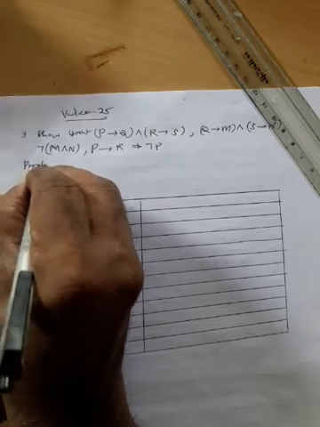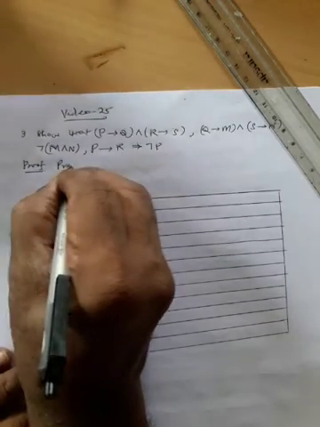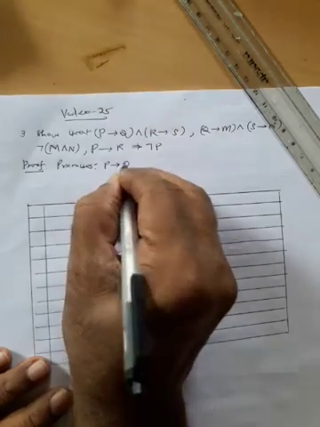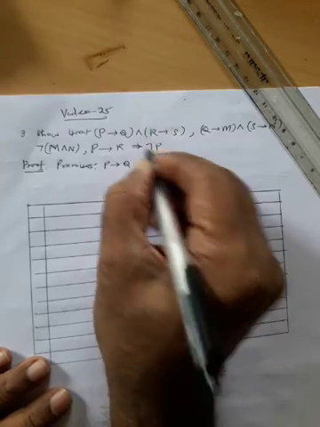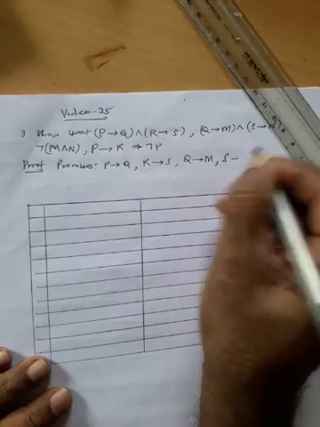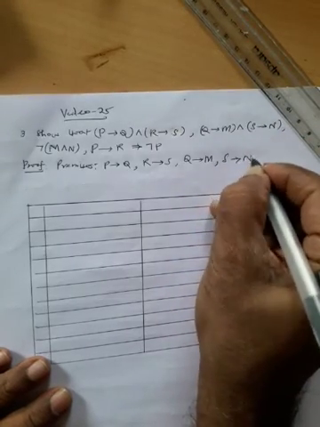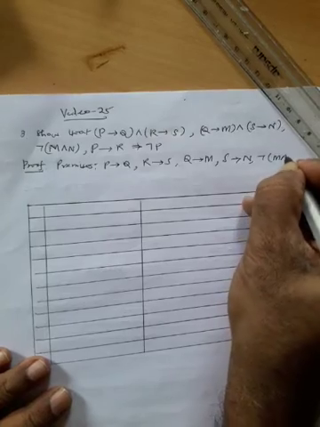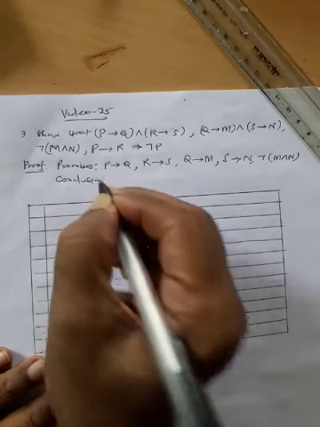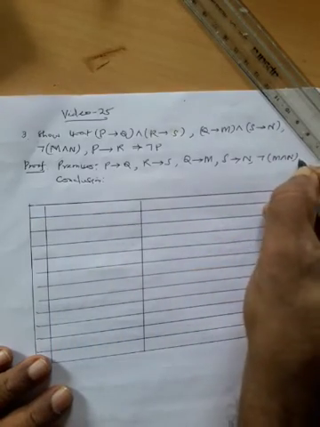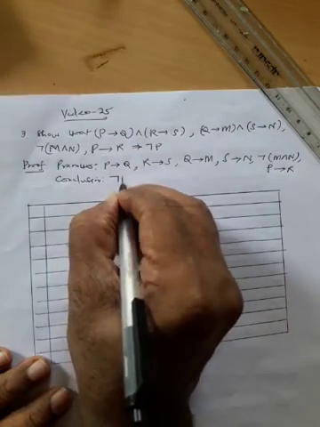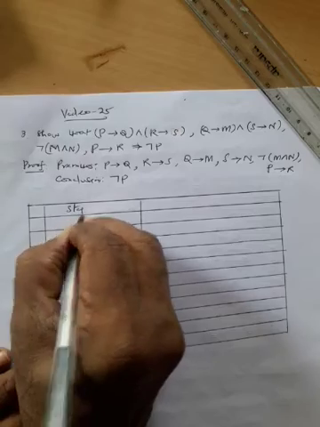Proof. Premises. We have P conditional Q, R conditional S, and then Q conditional M and S conditional N, and then negation of M and N. P conditional R is also a premise. Conclusion is negation P. We have steps, reasons.